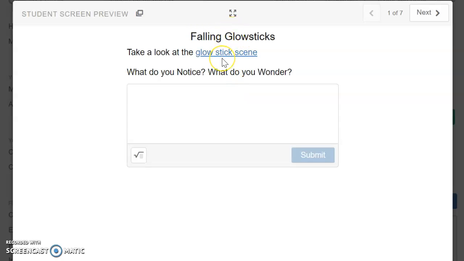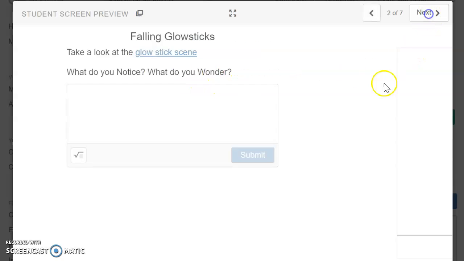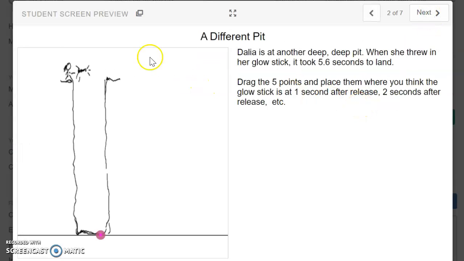The first card gets you to watch the video again, and then you write down what you notice and what you wonder. The second card asks you to simulate a different pit. Dahlia is at another deep pit. When she throws a glow stick, it took 5.6 seconds to land. Drag the 5 points and place them where you think the glow stick is at 1 second after release, 2 seconds after release, and so on.